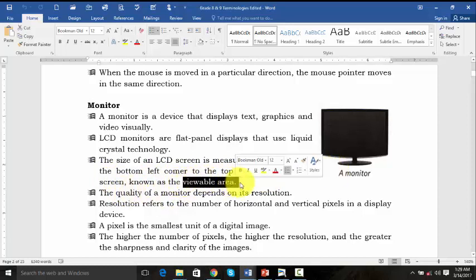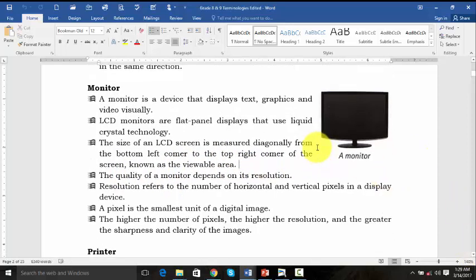When you are measuring the monitor, you measure at this angle. Learners, check how I'm moving my mouse. You measure your monitor at this angle. This is what we call the viewable area, the diagonal viewable area. So that's how you measure. You don't measure it straight like this. You measure it diagonally, the viewable area. Thank you, we move on.